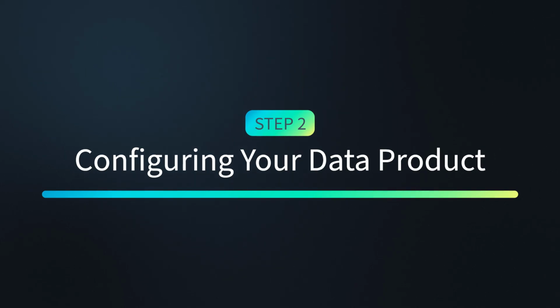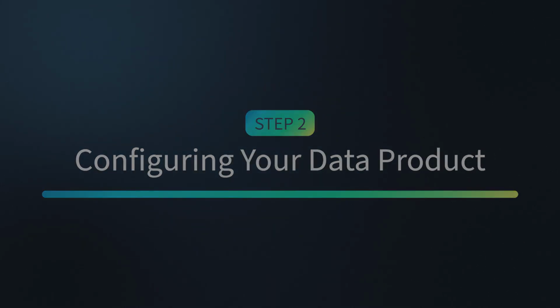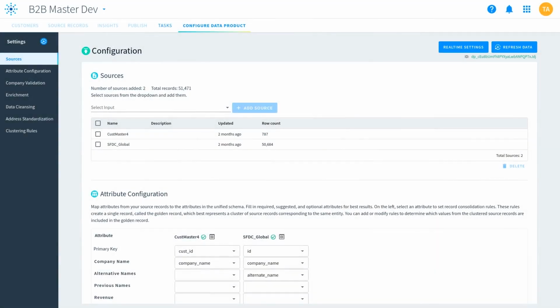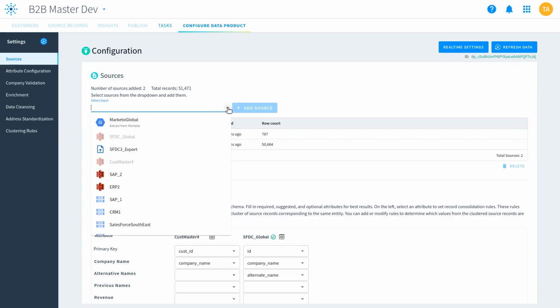Step 2 is configuring your data product. Let's configure a data product to process our source data. For this example, we're using the B2B customer data product to master site-level company data. First, we'll select the sources we want to process. I've already added 2 sources. Now, let's add another source to the data product.